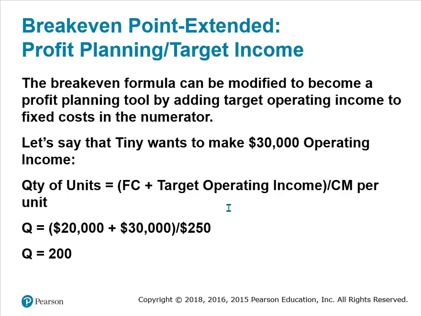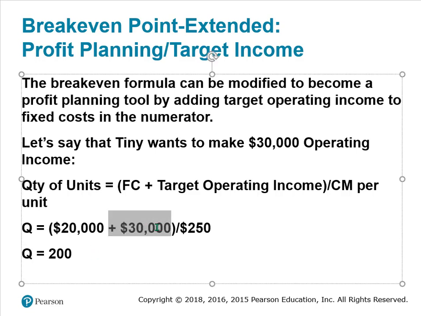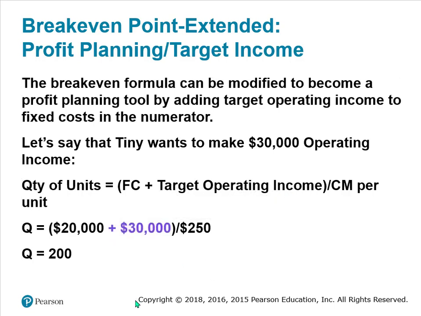And then target income is a nice thing. The break-even formula can be modified to become a profit planning tool by just adding the target operating income to your fixed costs. So here we see that if Tiny wants to make $30,000 of operating income, he needs to sell 200 units. Okay, so that's great information. So what we're doing is taking our operating income and just adding it here to the fixed cost. All right, just think about it as another lump to cover. So the quantity would be 200.